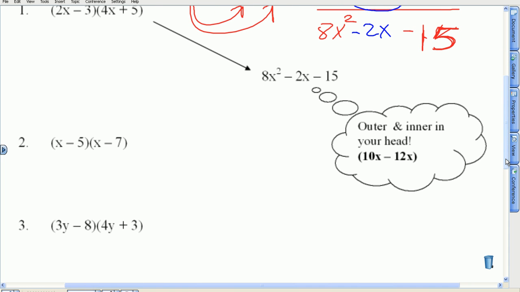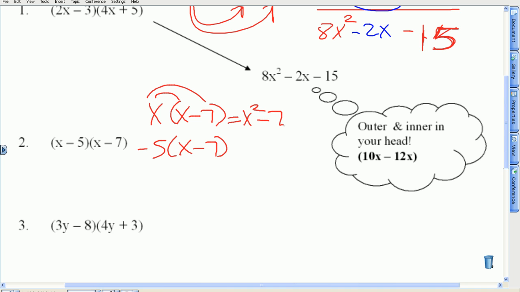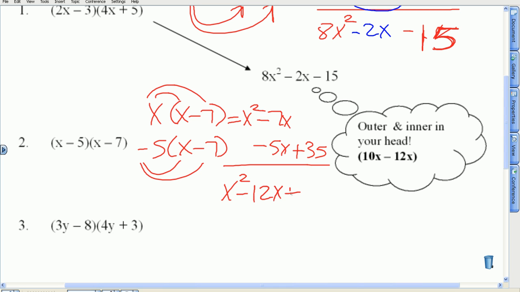For problem 2 here, I'm going to take x and multiply by x minus 7. I'm going to take negative 5 and multiply by x minus 7. X times x is x squared. X times negative 7 is negative 7x. Negative 5 times x is negative 5x. And negative 5 times negative 7 is positive 35. So x squared, negative 7 plus negative 5 is negative 12x, and the 35 comes down. This would be your final answer.